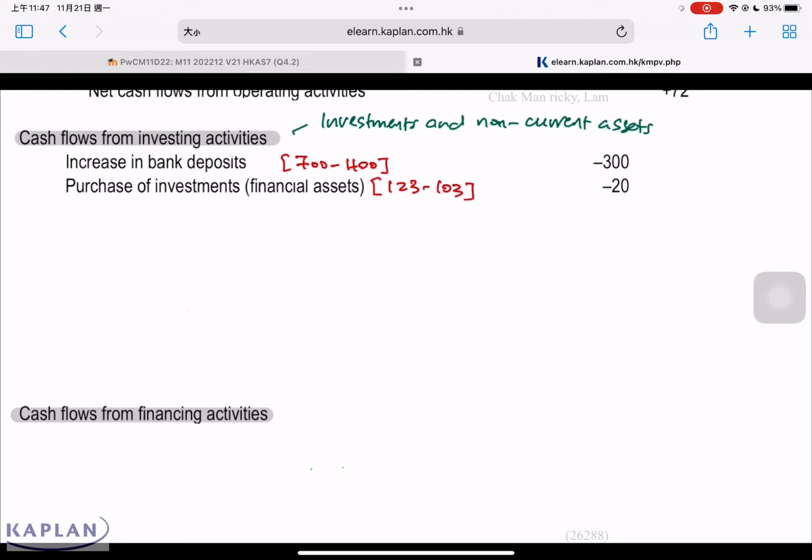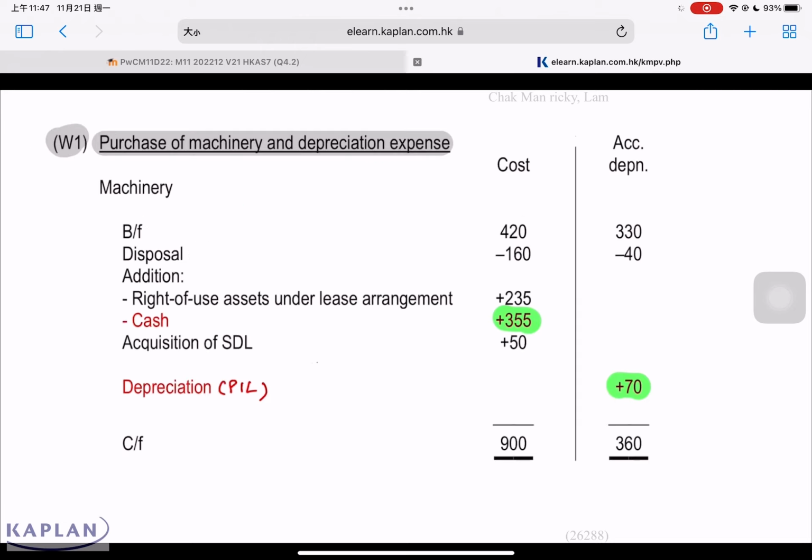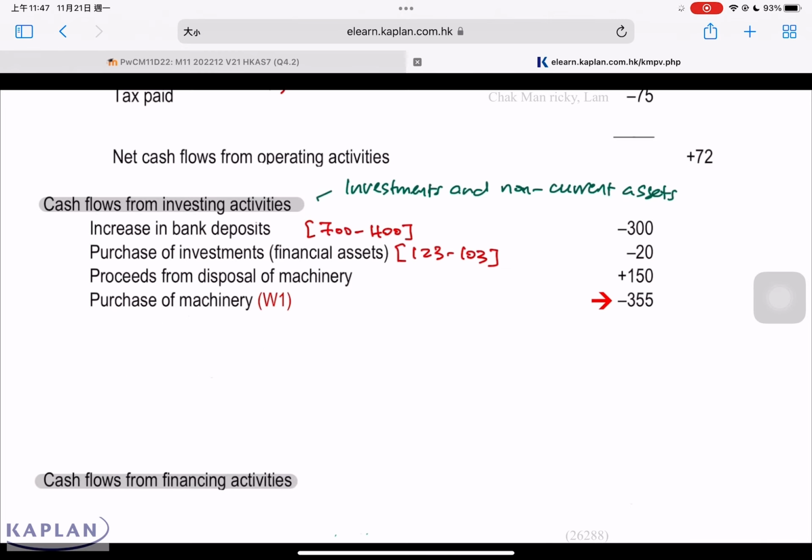Building, there's no cash involved because there's no purchase or disposal of building. Machinery, during the year, there's a proceeds from disposal of machinery. During the year, they sold the machinery for 150. It's a cash inflow. And during the year, there's a purchase of PPE, working 1. This is the figure that we need, 355. This is the total increase, but out of this total increase, 355 is only the cash. 355 is the cash outflow.